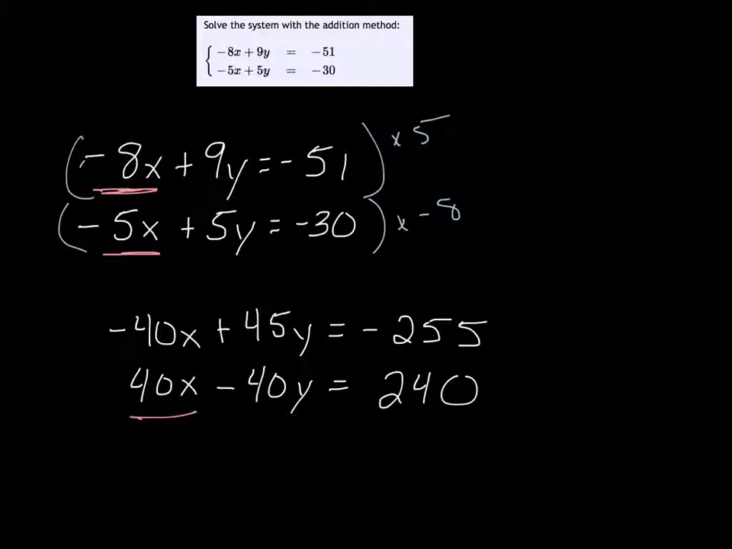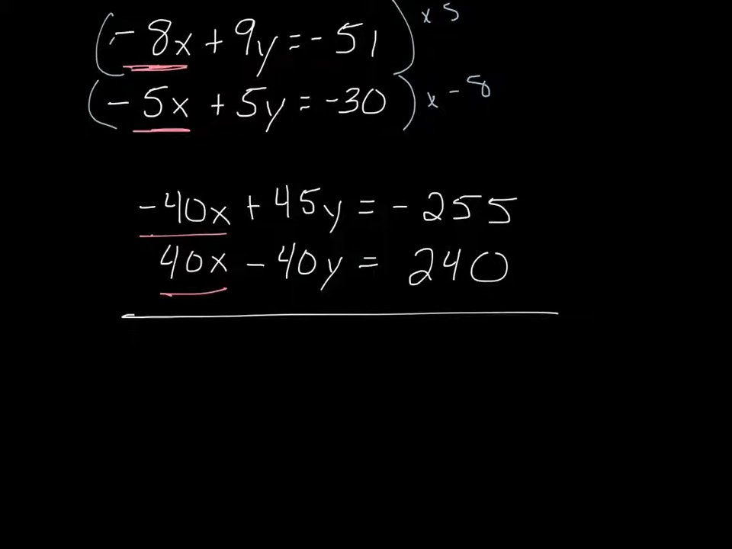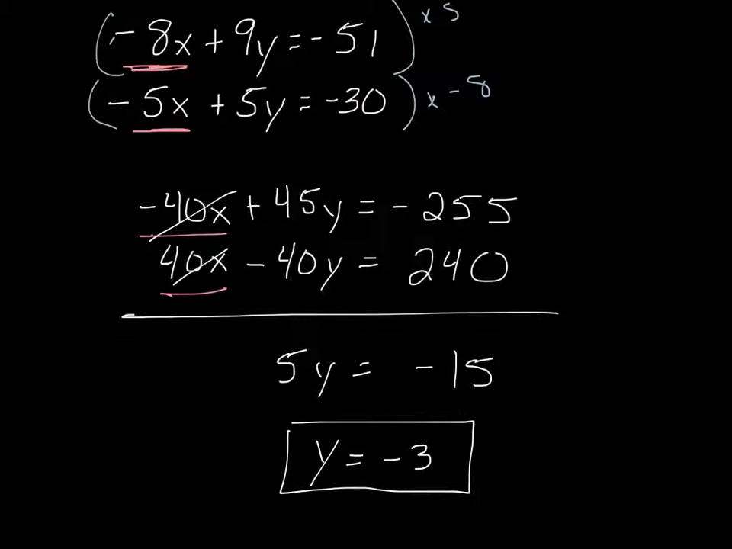Alright, now that my x coefficients are opposites of each other, when I add these two equations together, my x's cancel each other out, or 0x. 45y minus 40y is 5y. And then negative 255 plus 240 is negative 15. Then I can simply solve this for y by dividing both sides by 5, so I get y equals negative 3. So I have my y value.